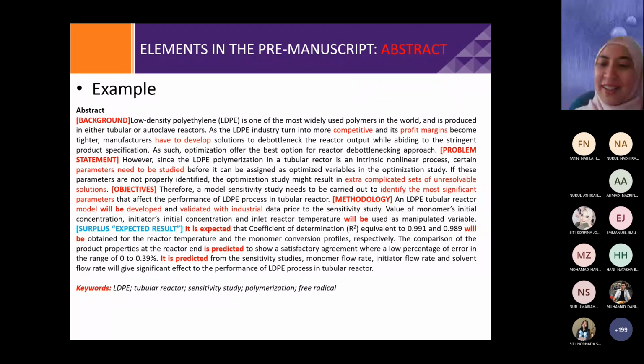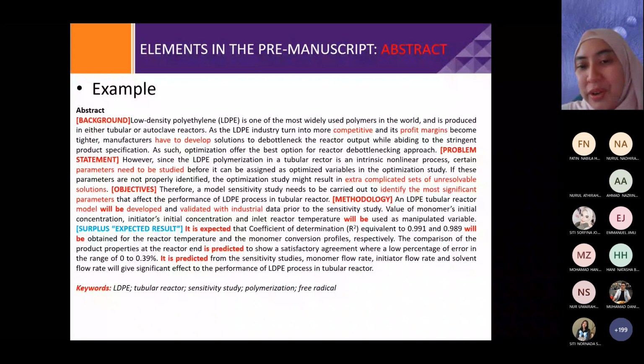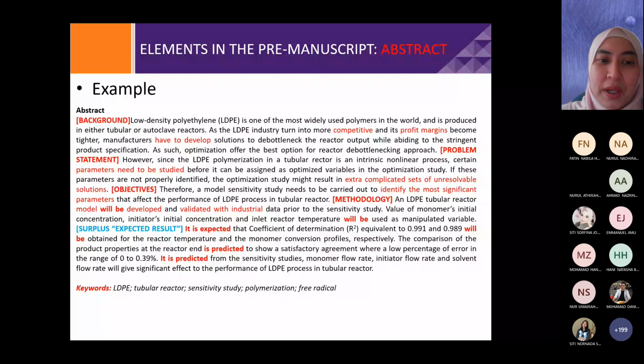However, nevertheless, despite of, okay, however, since the LDPE polymerization in a tubular reactor is an intrinsic non-linear process, certain parameters need to be studied, right? Important to be investigated, need to be studied before they can be assigned as optimized variables in the optimization study. If these parameters are not properly identified, any problem there? If not identified, the optimization study might result in extra complicated sets of unresolvable solutions.